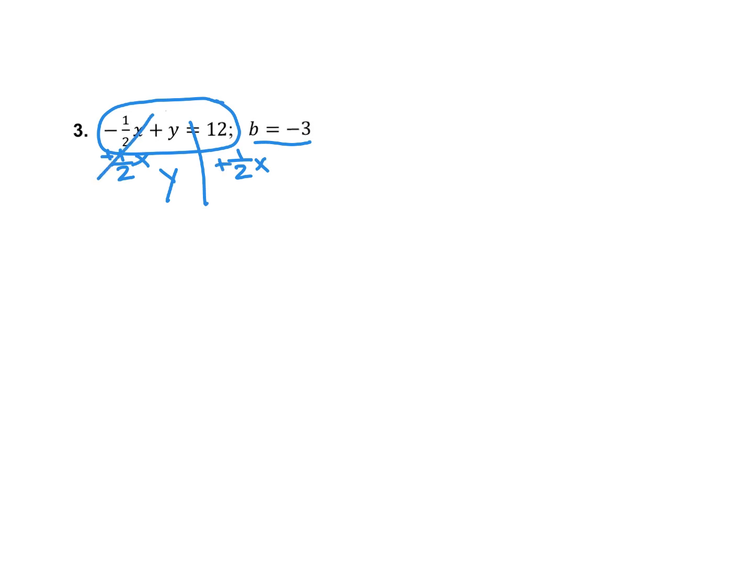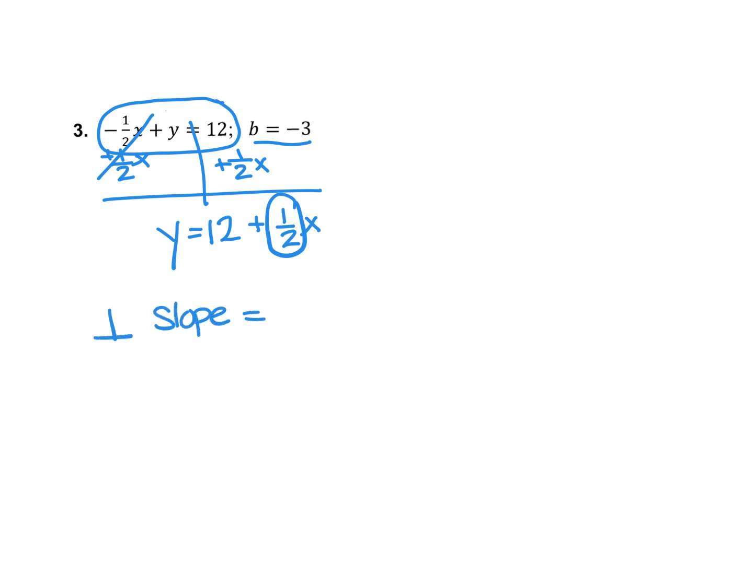Those canceled out, and we're going to have y is equal to 12 plus 1/2 x. Again, we're looking for a line that's going to be perpendicular to this line right here. So the slope of this line right here is 1/2. So let's find our perpendicular slope.